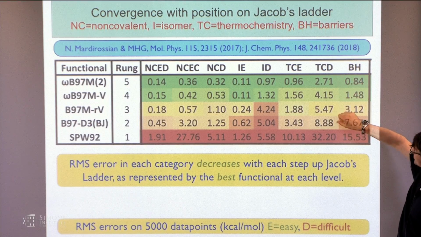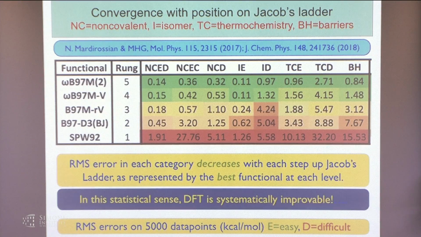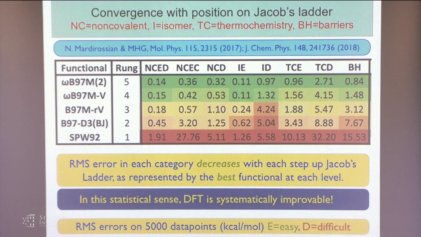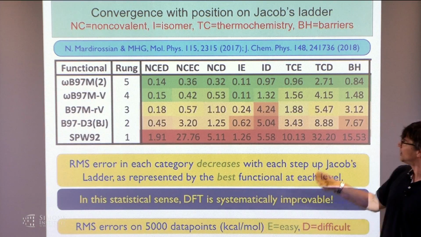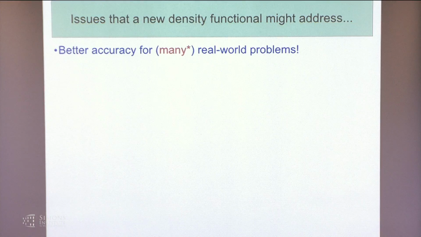And even for the difficult problems, where DFT is meant to have problems, it's also a monotonic decrease. So in a statistical sense, that is across 5,000 data points, DFT is systematically improvable by putting additional ingredients into the functional. Of course, that's only for the best functional at each level. The greater the freedom you have to design a functional, the greater the possibility you may design a bad one. And so the worst functional at each level actually begins to get worse as you climb upwards, because some people have made design mistakes.